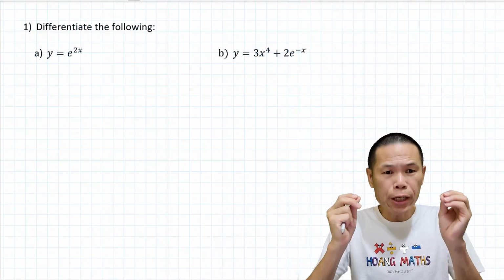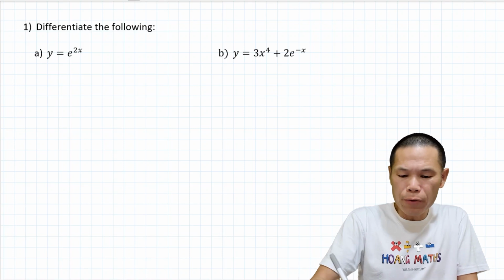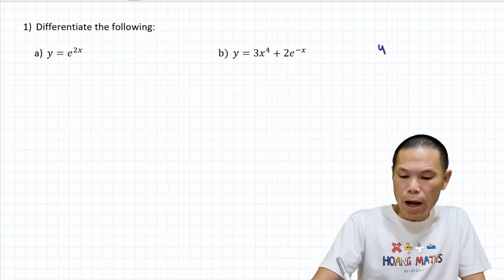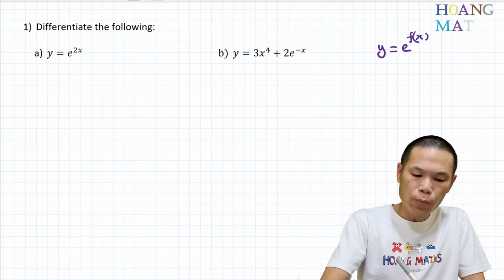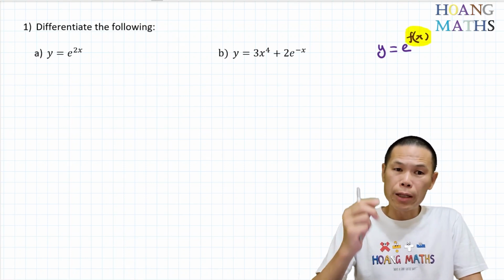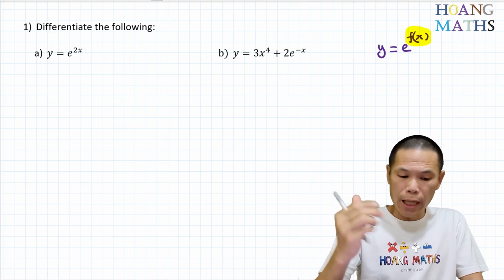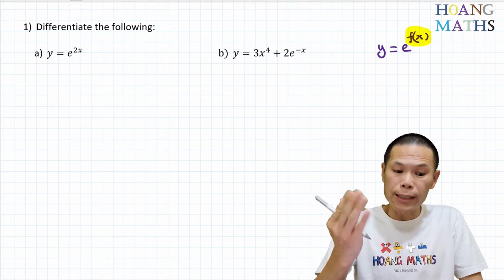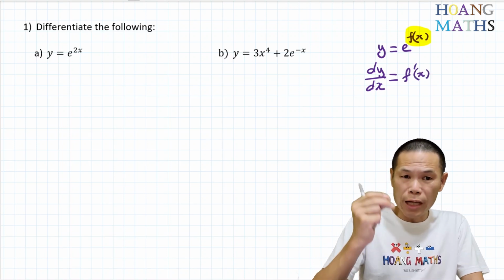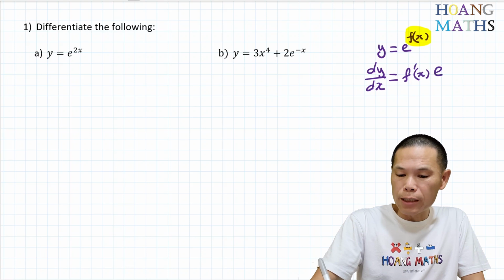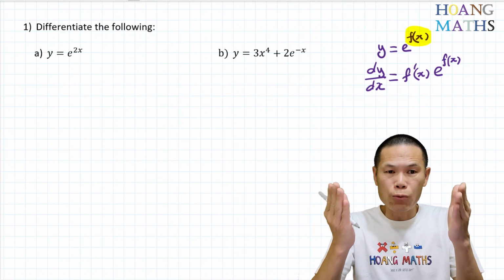To differentiate e to the power of a function, let me write this down. Let's say y is equal to e to the power of f(x). What we do is differentiate the power, that is f(x), which gives f dash x. So dy/dx is equal to f dash x. We differentiate the power and then we times by the function itself, e to the power of f(x). So that is the rule, okay?